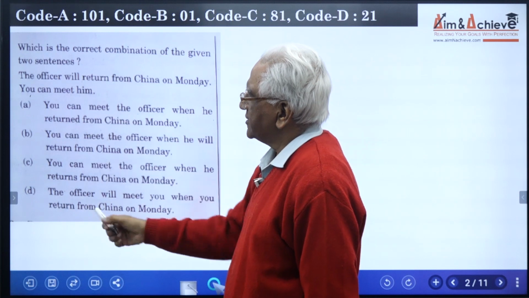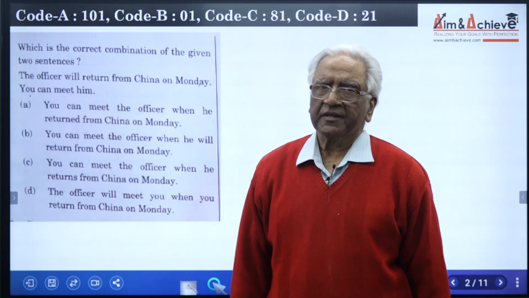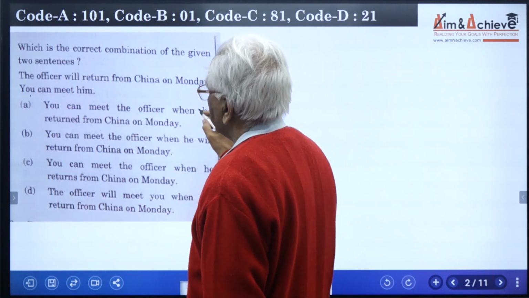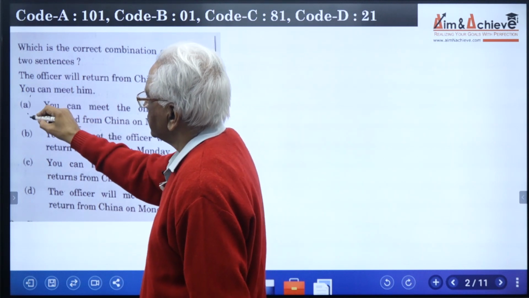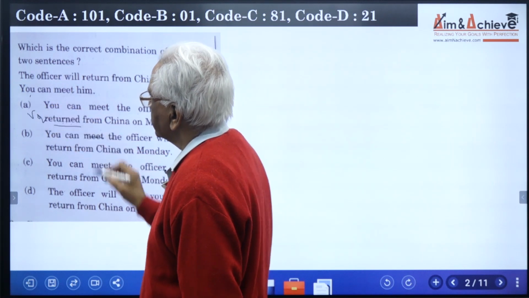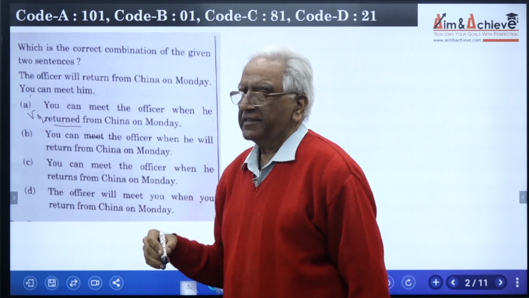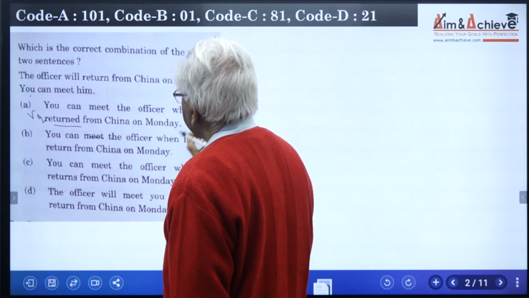Now let us see the four options and decide which of them conveys the required sense. You can meet the officer when he returned. When he returned is V2. So there is no question of changing the tense because he is not talking about past, he is talking about the future. That means this option can safely be deleted.